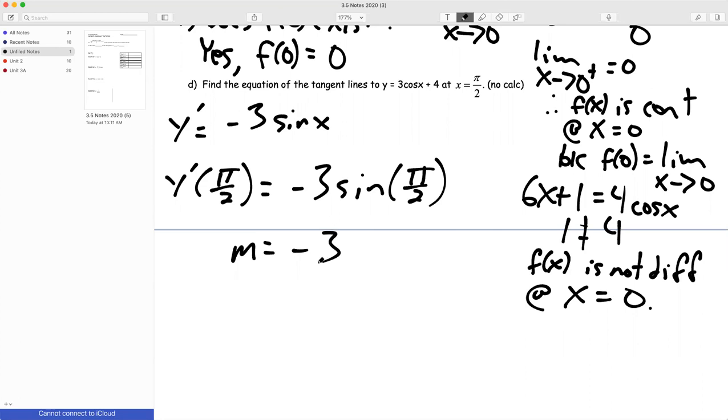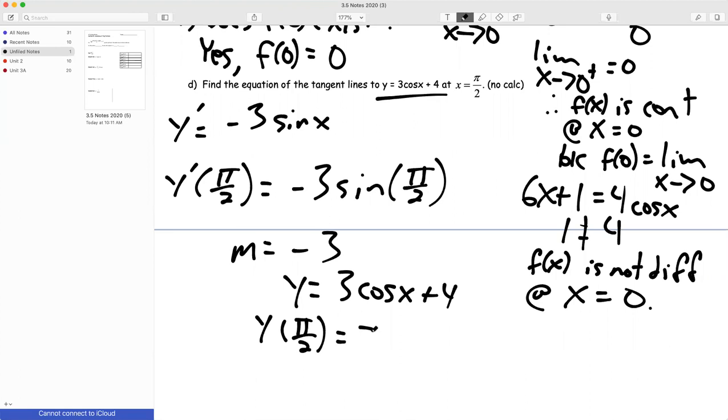Now I need a point. I have an x value. It's pi over 2. How do I get my y value? Oh, look, there's an equation right there for y. So I've got y equals 3 cosine of x plus 4. So y of pi over 2 is going to be 3 cosine of pi over 2 plus 4. And what's the cosine of pi over 2? 0, which means that y is 4. Now I can write the equation of my line.